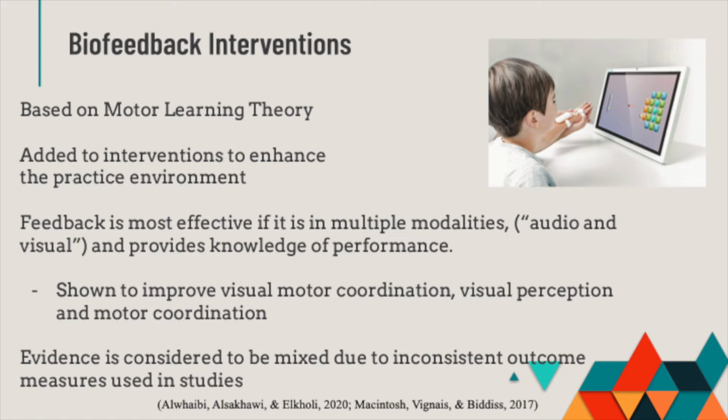A study compared conventional therapy with the use of biofeedback, and then a combination of both. This study found that visual motor coordination and visual perception in the combination method was more effective. Motor coordination improved in all groups, and there was no statistically significant difference between the three. Overall, evidence is considered to be mixed on effectiveness due to inconsistent outcome measures used in these studies. It is also a possibility that evidence is being missed due to not using the exact phrase of biofeedback when interventions are actually using biofeedback methods.